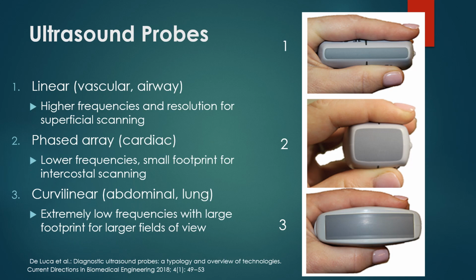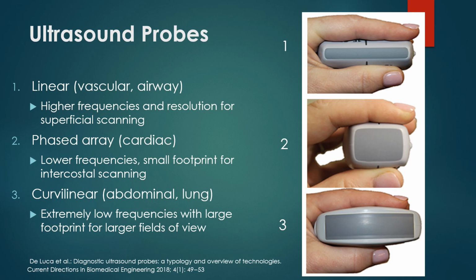There are several different types of probes that are used, and these transducers consist of the active element, the piezoelectric crystal, a damping material, and a matching layer. Different arrangements and forms of activation of the active element have led to a variety of probes. The most commonly used ones for FATE, FAST, RUSH, FICE, FOTE, whatever you want to call it, are sector probes. Some other examples are the linear probe. This is typically used for vascular and airway. It has higher frequencies and resolution for superficial scanning.